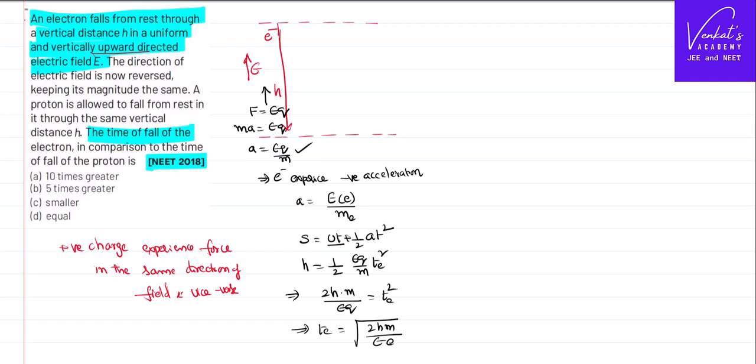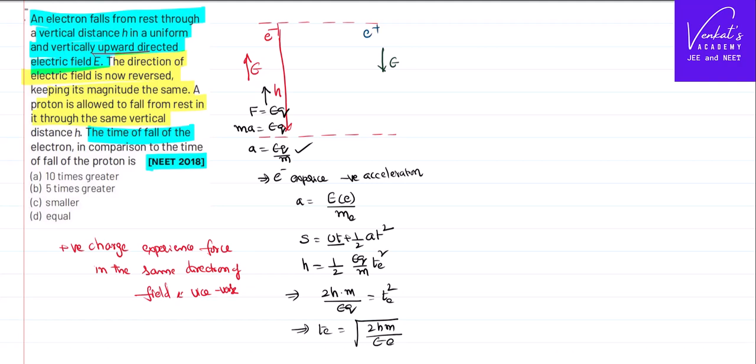Now, look at the problem. The direction of the electric field is now reversed. So, I will take this next part of the problem separately. The electric field is now reversed, that is in the downward direction, keeping the magnitude say E, and a proton is allowed to fall from rest. Now, who is falling is not the electron, but a proton. So, who is falling is now e plus.